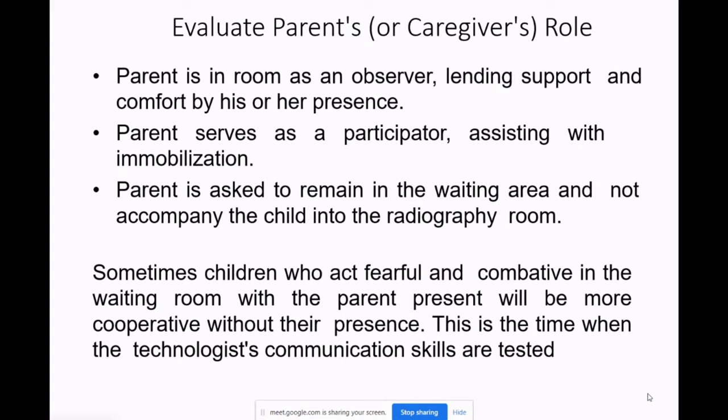And if no support is required from the parents, and the child is at an age where he can understand your words, then the parents' role is not needed, so they should wait in the waiting area. Sometimes children who act fearfully and combative in the waiting room will be more cooperative without their parents' presence. This is the time when the technologist's communication skills are tested.